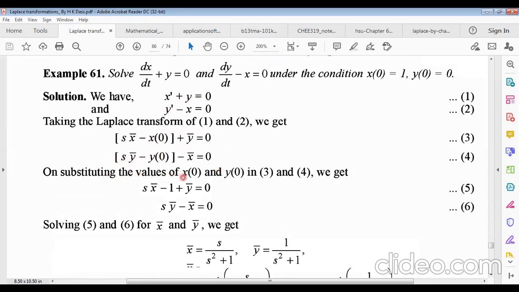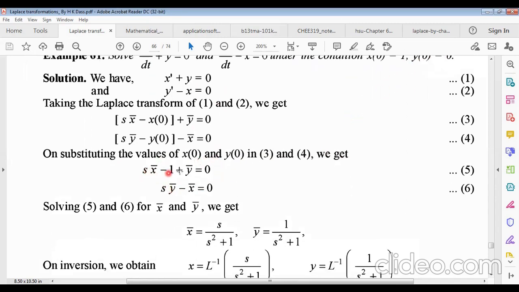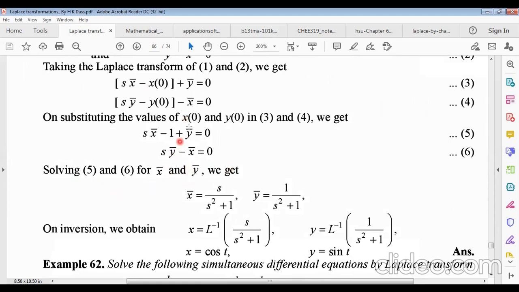Now substituting the values of x(0) and y(0) in equations 3 and 4 using the initial conditions, we get these two equations, 5 and 6. Now solving 5 and 6 for x bar and y bar, you can use the cross multiplication method or the substitution method. Putting y bar equal to this, we get the x bar values, and putting the x bar values in equation 5, we get the y bar values.